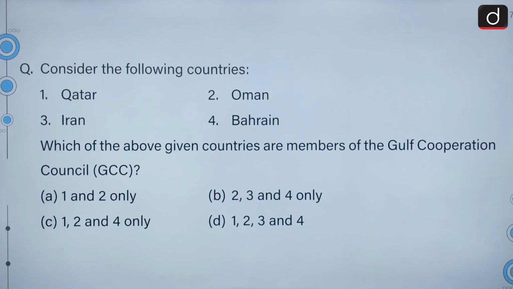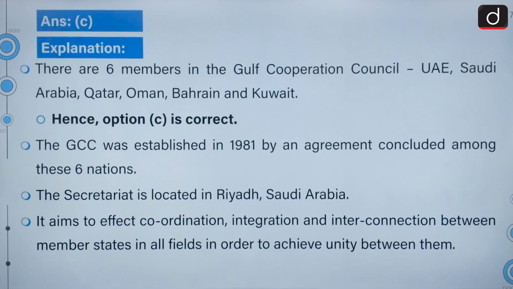Consider the following countries: Qatar, Oman, Iran, Bahrain. Which of the above given countries are member of Gulf Cooperation Council? Qatar, Oman and Bahrain are. So 1, 2 and 4 is the correct answer. There are 6 members in GCC: UAE, Saudi Arabia, Qatar, Oman, Bahrain and Kuwait. It was established in 1981 by an agreement concluded among 6 nations. The Secretariat is located in Riyadh, Saudi Arabia. It aims to effect coordination, integration and interconnection between member states in all fields in order to achieve unity between them.